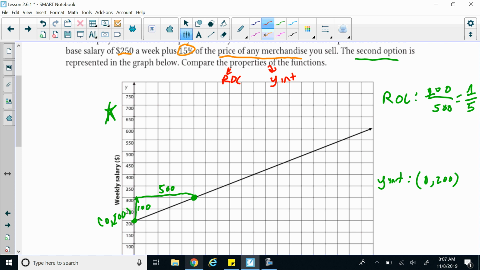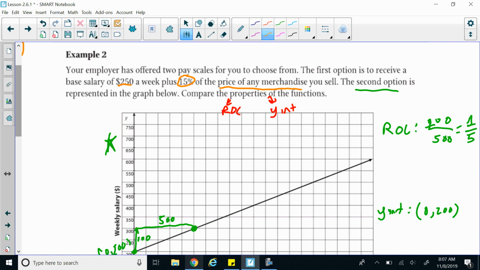So now, the second function, we're actually going to need to write the equation out. So it's y equals. Now, many students are going to think, hey, it's percent. It's going to be an exponential function. It is not. All right. 15%. First off, you have to write it as a decimal, 0.15. And this is your slope. This is what your money is going to increase by. It is going to increase by 15% of the merchandise you sell.